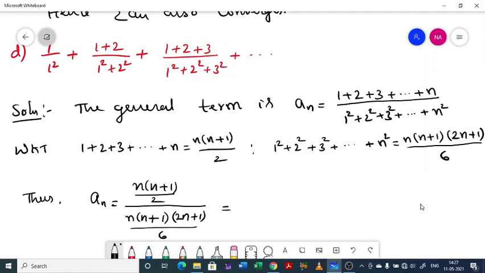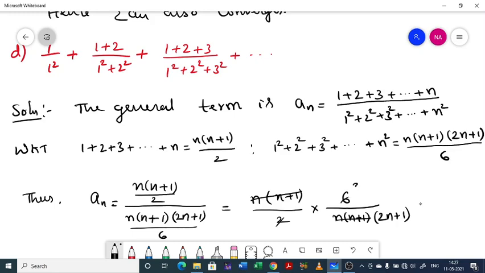So it will be n square into 1 plus 1 by n by 2 into 6 divided by, okay, not necessary to simplify it. 1 plus n plus 1 is n plus 1 divided by n into n plus 1 into 2n plus 1. Now it is not necessary. Okay, these two get cancelled, and this is 3, so it will be an equal to 3 by 2n plus 1.